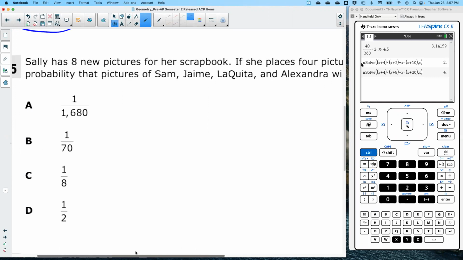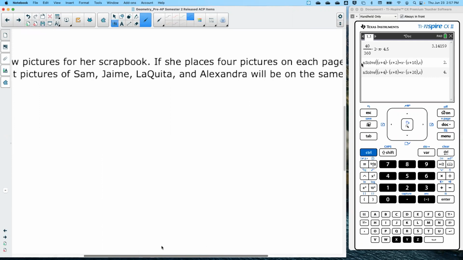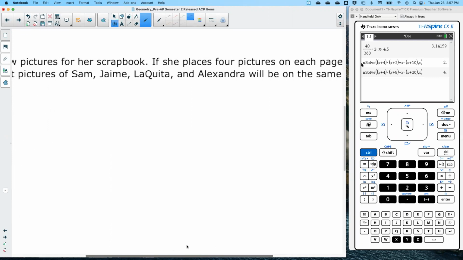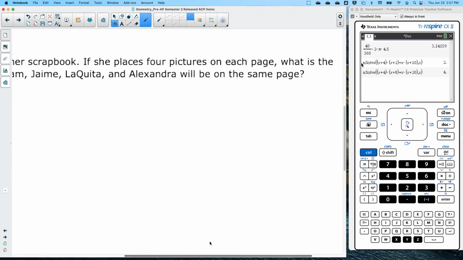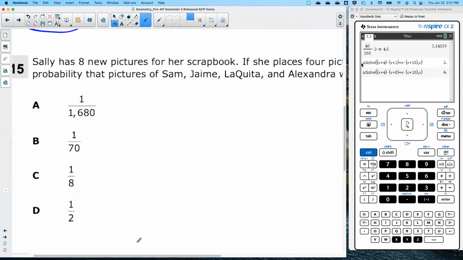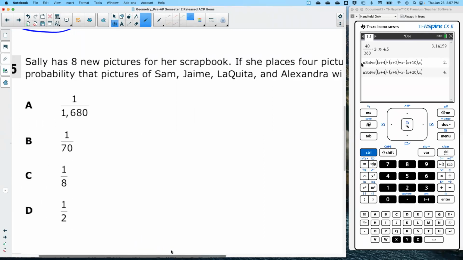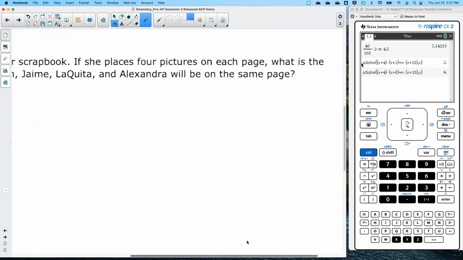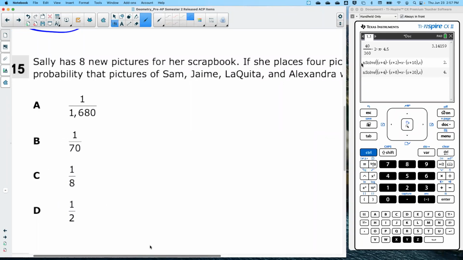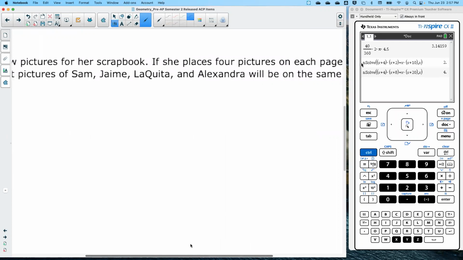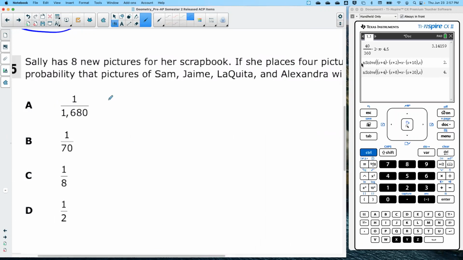All right. Anyways, what is the probability? I think that's B. It's on state 404. Okay, this is kind of weird because there's 8 new pictures and let's say how many of them are Sam. I guess we're just assuming one picture's Sam, one picture's Jamie, one is Lita and Alexandra, one of each. Are we gonna assume that? Yes.